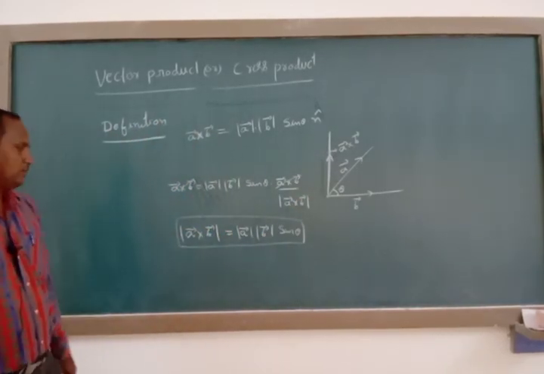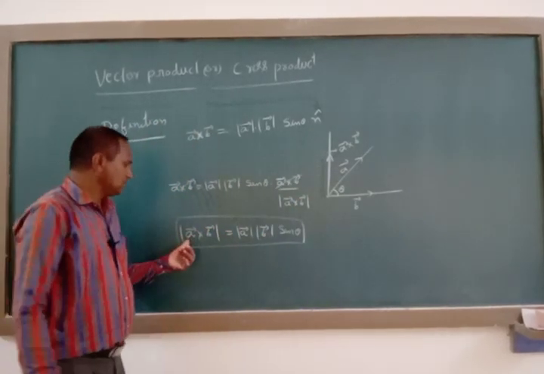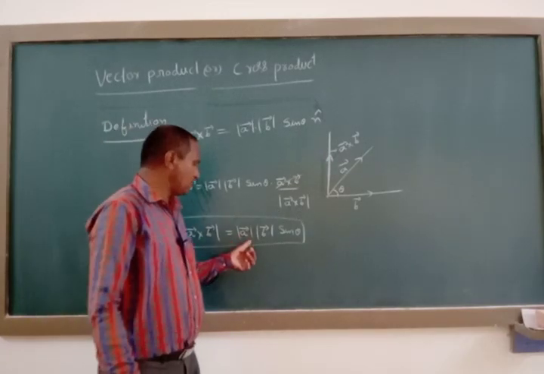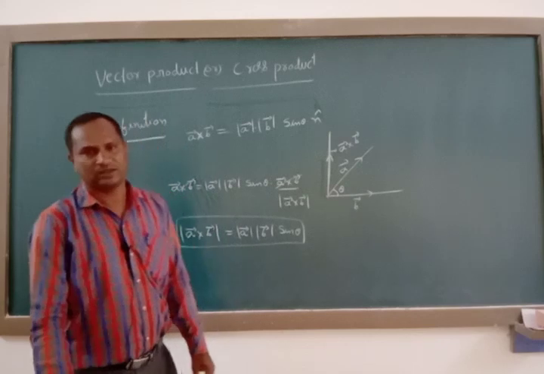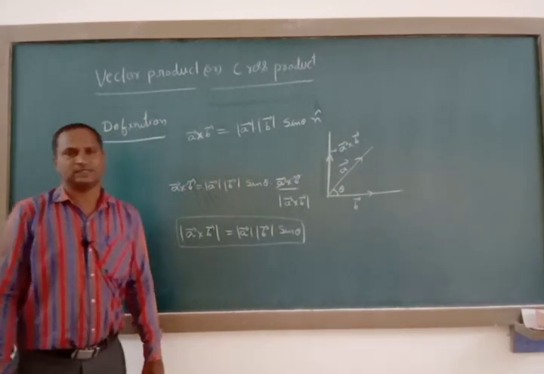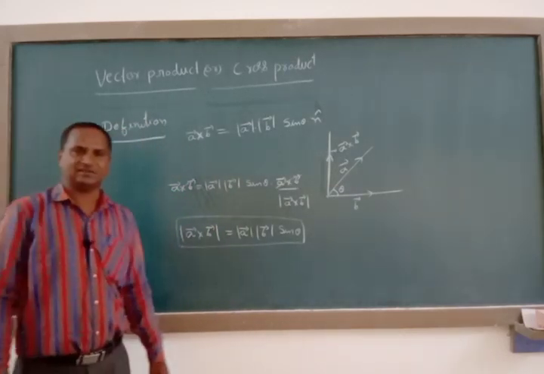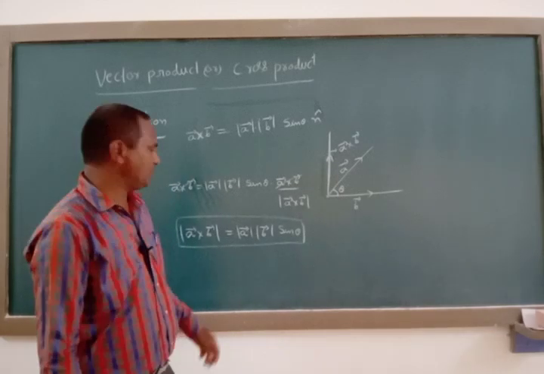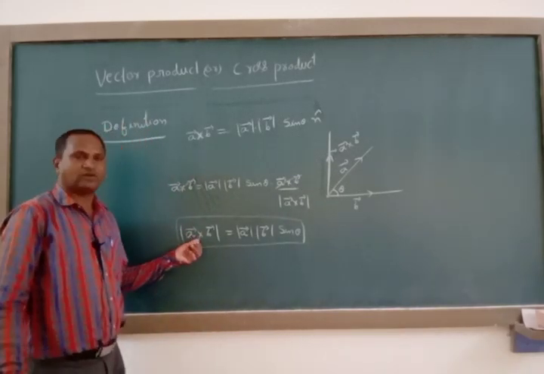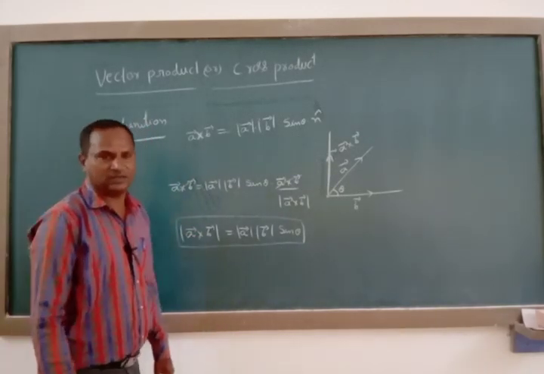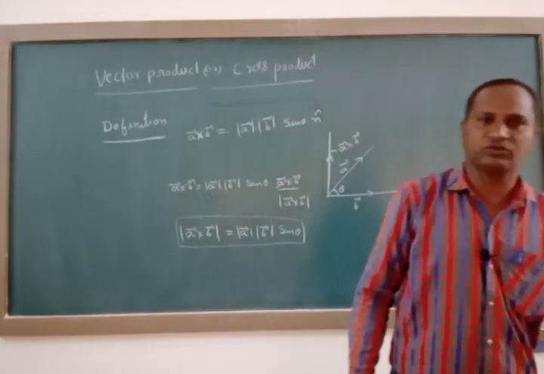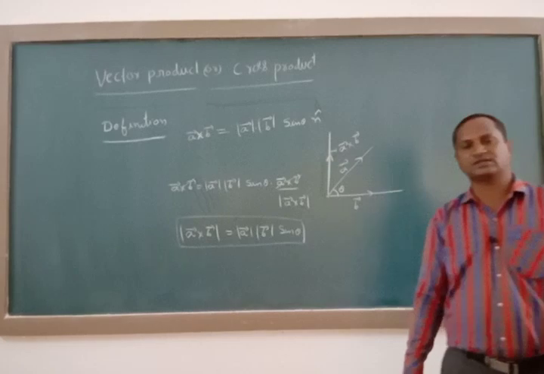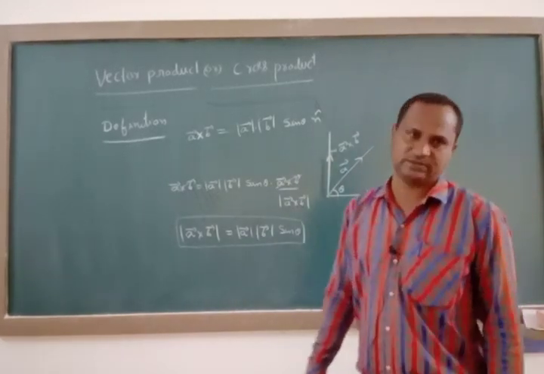In case of dot product, we have seen A bar dot B bar is equal to magnitude of A bar into magnitude of B bar into cos theta. Cosine of angle means dot product, sine of angle means cross product. That's what you must always remember. Cosine function belongs to dots and sine function belongs to cross.